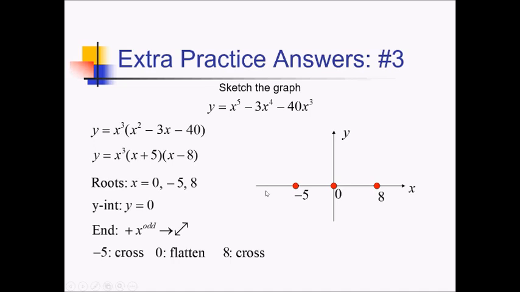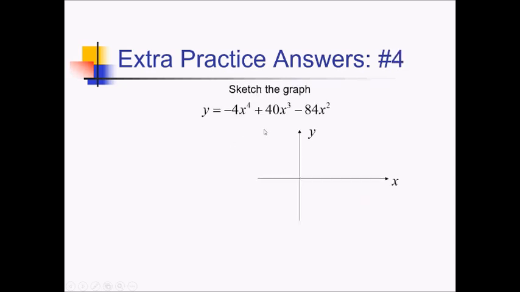So now starting below the x-axis, we cross through -5, go up, come back down, and flatten through 0. Go down, come back up, and cross through 8. And we end above the x-axis, which is what we anticipated with our end behavior.